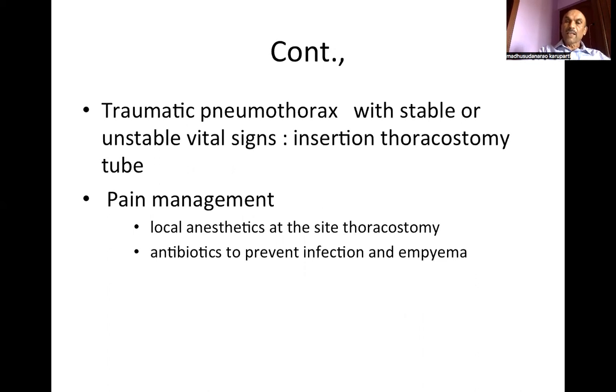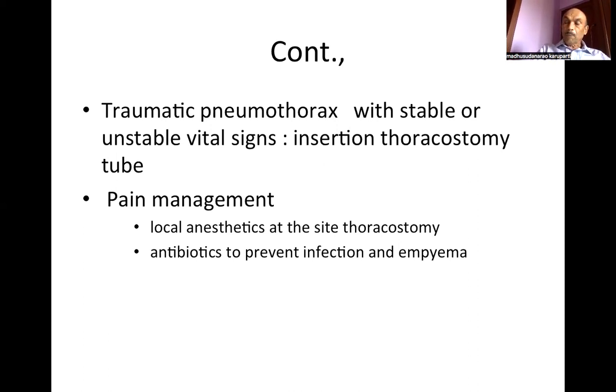And traumatic pneumothorax, with stable or unstable vital signs: rapidly proceed with the insertion of the thoracostomy tube, to avoid further progression and the associated complications like circulatory failure, etc.